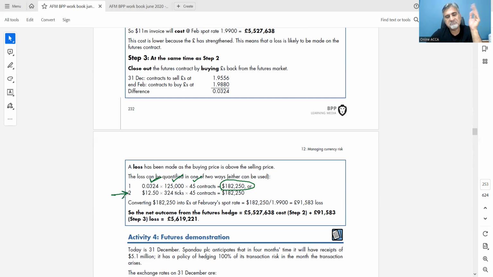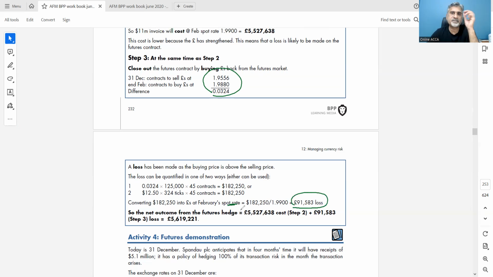You can calculate it alternatively. This is the alternative: 12.5 per tick, number of ticks, number of contracts, the same number. So the outcome is this: 182,500 is in dollars. I convert it at the February spot rate. Very important that this is the loss in dollar value. You convert it into sterling at 1.990, the spot rate in the market. It is 91,000 pounds loss.